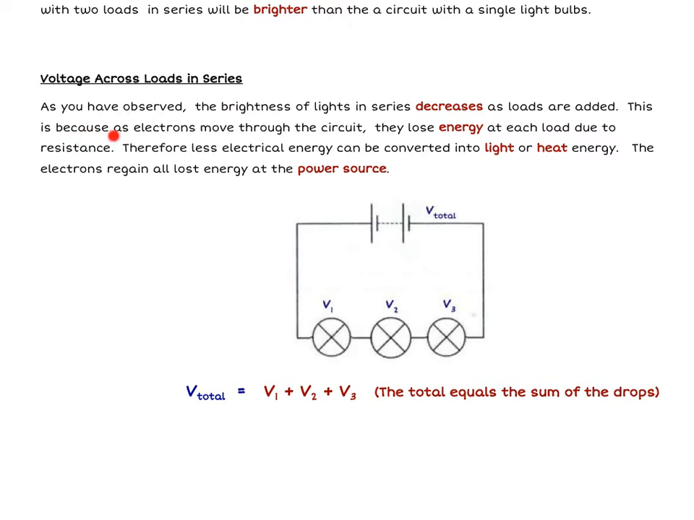And that's because as the electrons move through the circuit, they're going to be losing energy at each load, right? So electrons, with a certain amount of energy, are all going to go through this load, and they're going to use up a little bit of their energy here, a little bit more here, and then the final remaining amount of energy through the last load, and then they return to their battery in order to get more power.